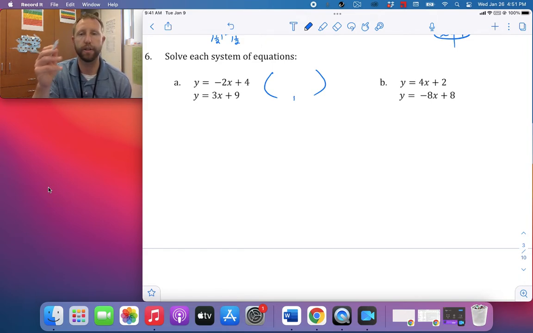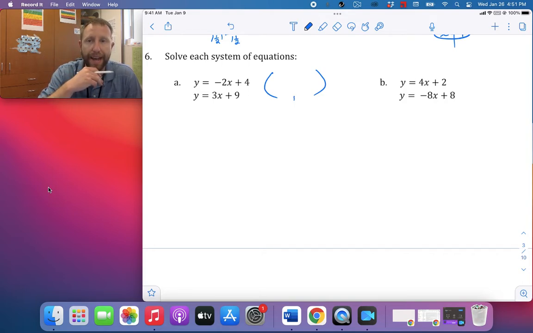Okay, so your answer should be an ordered pair. I can tell just by looking at them that both of these have one solution. How do I know that? Look at those slopes. The top equation has a slope of -2, the bottom equation has a slope of 3. Different slopes, one solution. Same thing for this problem. The top equation has a slope of 4, the bottom equation has a slope of -8. Different slopes, one solution. Okay, so let's go ahead and set these equations equal to each other.